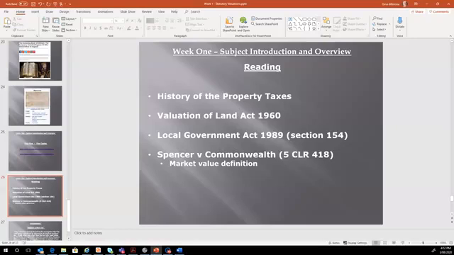Okay, so some reading. What I'd like you to do is have a closer look at the history of property rates and taxes. As I said, have a look at the Valuation of Land Act 1960. Also, have a look at the Local Government Act 1989. Now, that's quite a large act, so really all I want you to look at is section 154. Have a look at that section, and also have a look at the Spencer court case, Spencer versus Commonwealth, in particular the definition for market value.